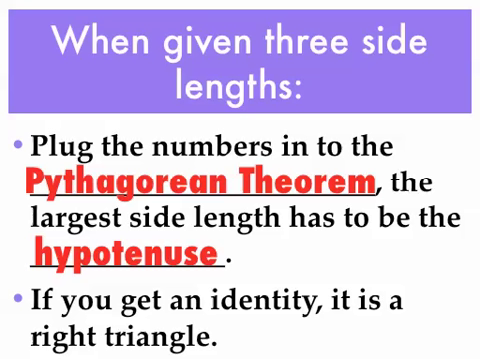An identity, just a reminder, is when you get a number or variable equal to itself. So if you got 7 equals 7, 36 equals 36, 100 equals 100, those would be identities, and that's going to mean that we do have a right triangle. If I wind up with something like 3 equals 25, well, 3 does not equal 25, so the Pythagorean theorem is not true for those 3 side lengths, which means it is not a right triangle.